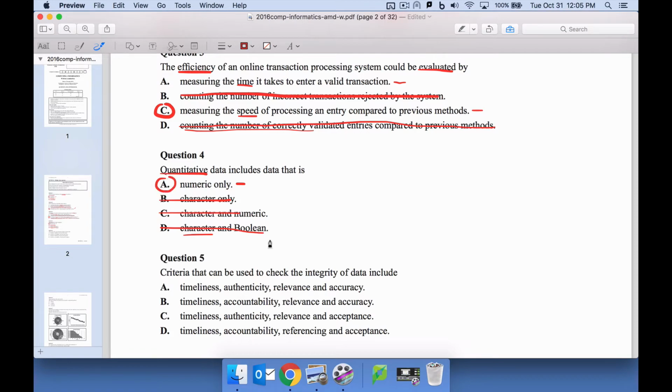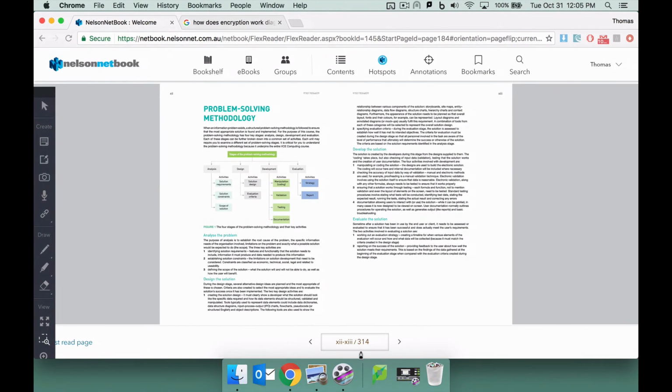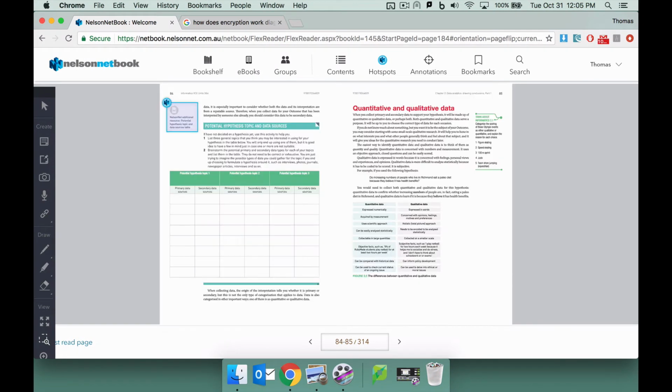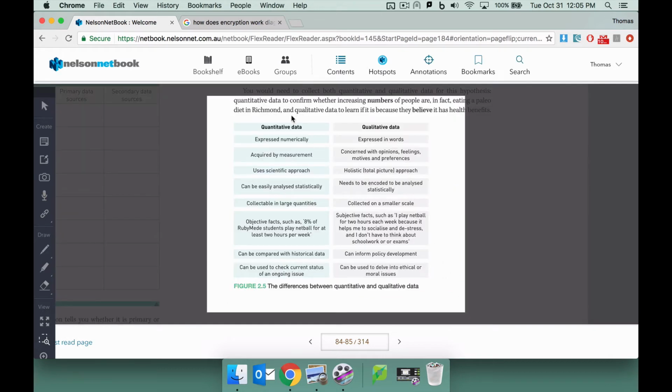If we have a look in our books on page 85, we can see the characteristics of both quantitative and qualitative data. Quantitative, as I said, is expressed numerically, acquired by measurement, uses a scientific approach, and so on. Versus qualitative, which is usually expressed in words or characters, concerned with opinions, feelings, motives, and preferences. It needs to be encoded to be analyzed, so that means it needs to be codified to be able to graph and make any sense of.